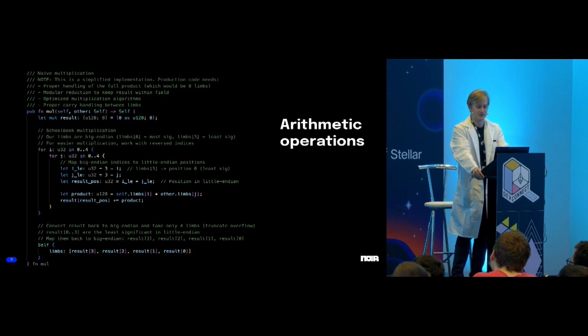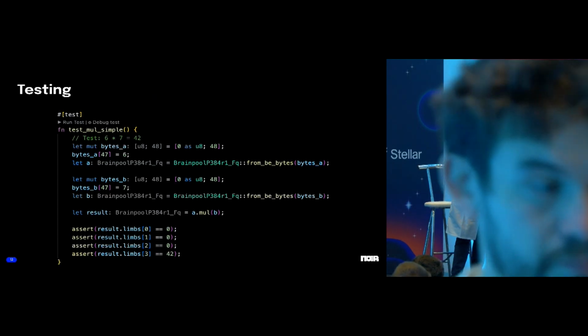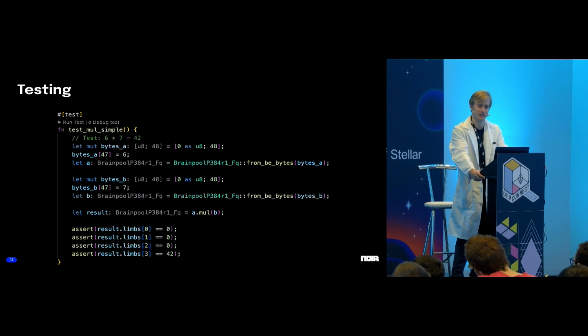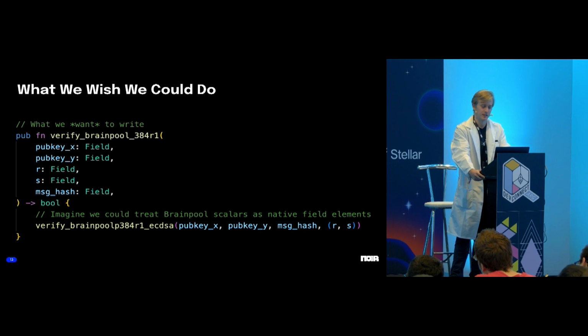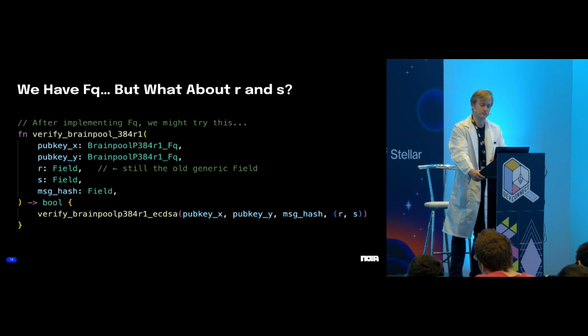You can see noted here that there's a lot of different things that are not actually properly handled. And then, of course, we can check that as well. And here we're just doing a 6 times 7 equals 42. So we go back to what we wish we could do.